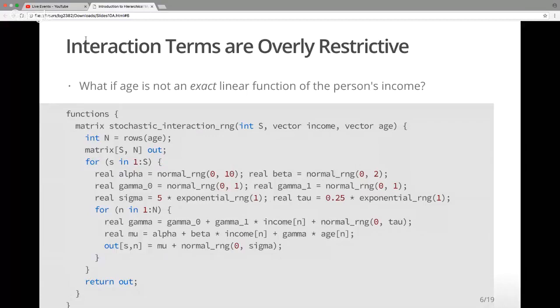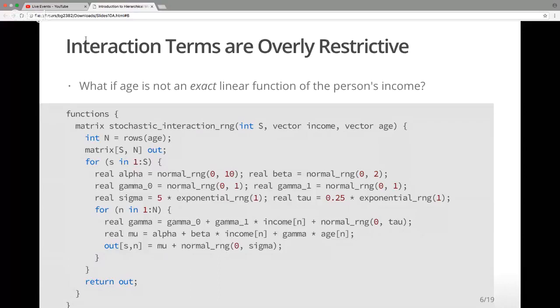But the way people usually do interaction terms, by multiplying together income and age to be this third predictor, is an overly restrictive way of doing a model like that. So what if the coefficient on age is not an exact linear function of the person's income, but is rather a noisy, to some extent, linear function of the person's income?